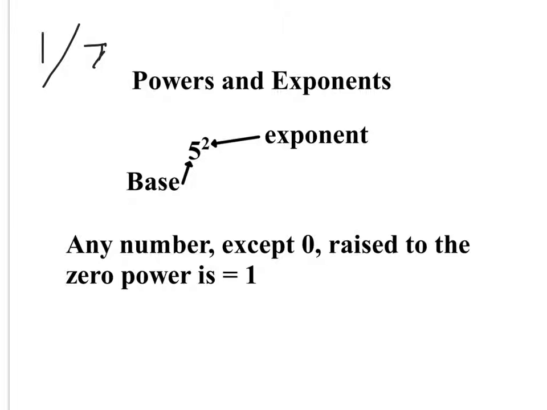Something you need to know: any number except 0 raised to the 0 power is 1. So any number that's raised to the 0 power is 1, except for 0. You can't raise 0 to a 0 power. But if you raise 5 to the 0 power, it's 1. 1,000 to the 0 power, it's 1. Every number is 1 except for 0, and you can't raise 0 to the 0 power.